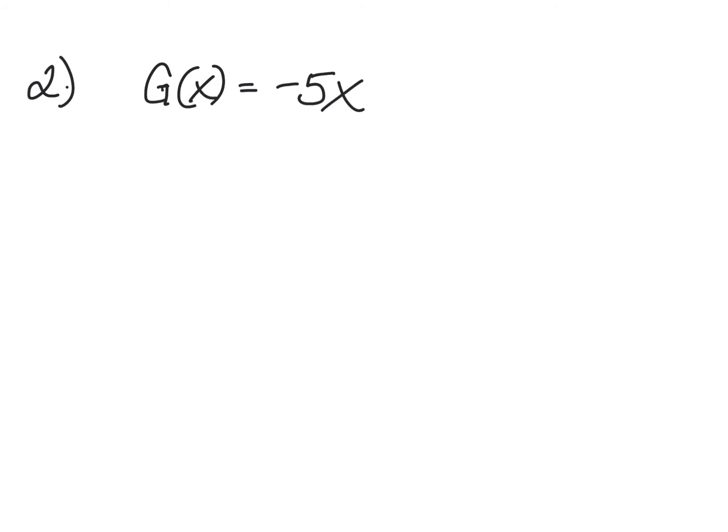Let's look at g of x is equal to -5x. Well, this is linear. You should recognize that, and all lines have a domain and a range of all real numbers.